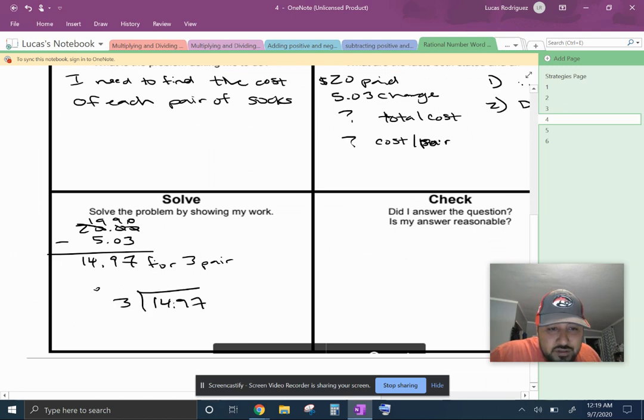First thing I'm going to do is bring this decimal up right above it. Does 3 go into 1? No. Does 3 go into 14? Yes. Times 4 gives me 12, and I'd have 2 left over. Now I'm going to bring down my 9. Does 3 go into 29? Yes, 9 times, 9, 18, 27. That's 27, leaving 2, and bring down my 7. Does 3 go into 27? Yes, 9 times. So $4.99 is for each.